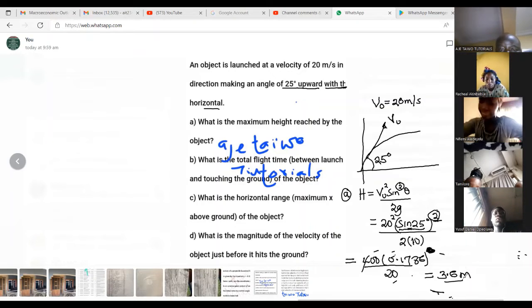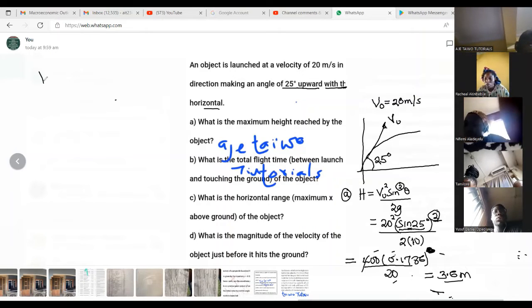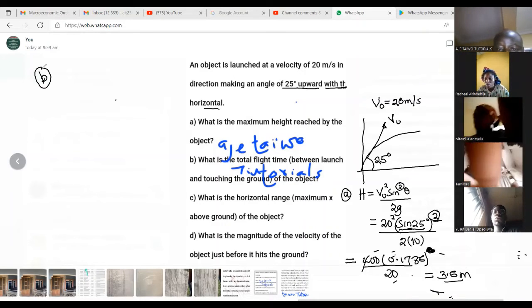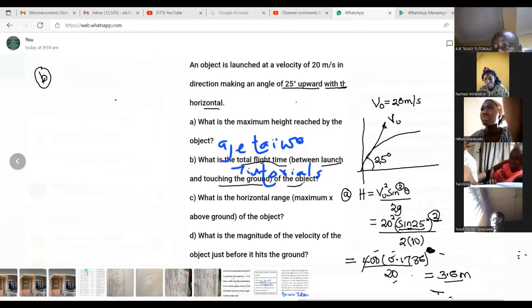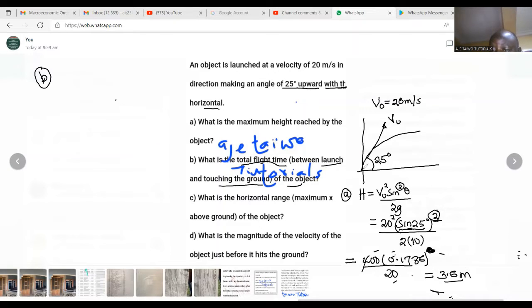That's answered question 1. Let's see question B. It says, what's the total time of flight between launch and touching the ground for the object? That means you are looking for time of flight. I mean, time to start from here and land here back. That's time of flight. I hope that is clear. So the time it takes to start from this place and land here is called the time of flight.